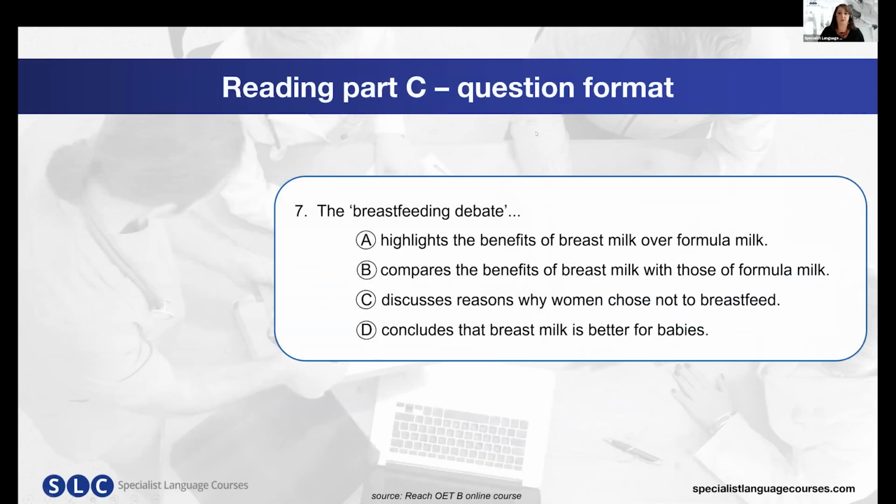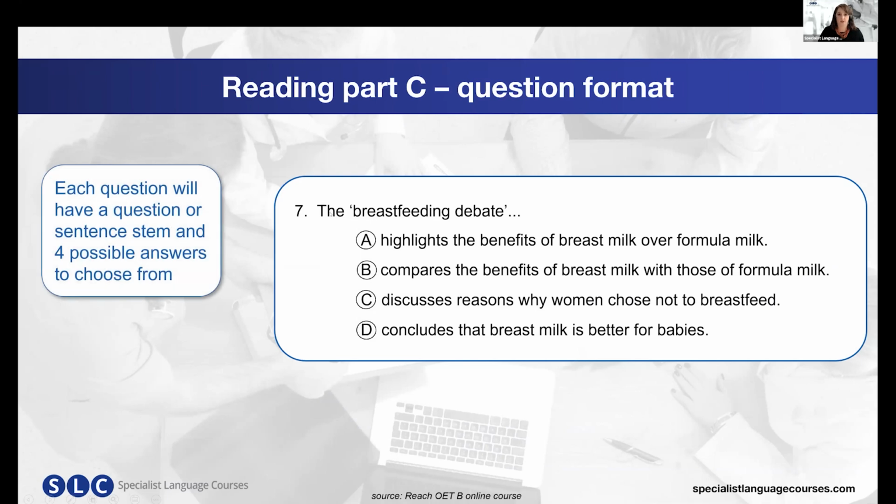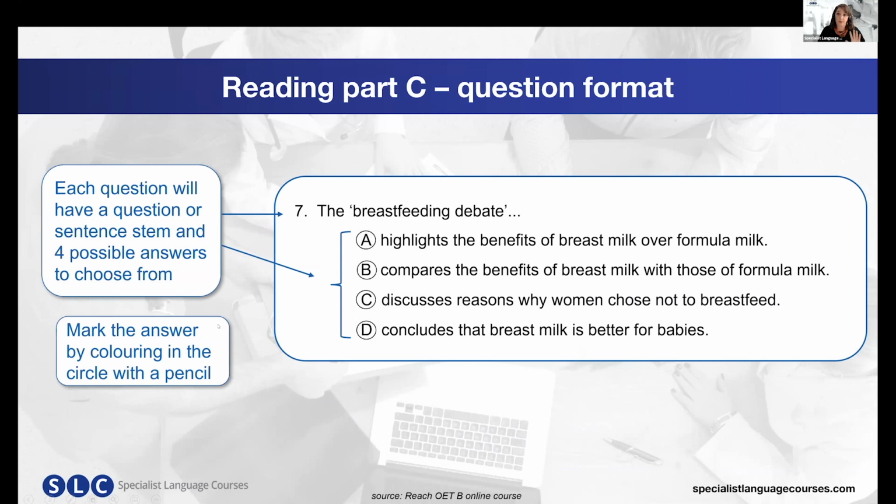So looking at the question format, each question will have a question or a sentence stem. So this is a sentence stem, the start of a question, and 4 possible answers to choose from. On the paper-based test, you need to mark the answer by coloring in the circle with a pencil. And it's important that you get this right, as this section of the reading paper is marked by a computer. So make sure that you very clearly color in the answer that you would like, your final answer.